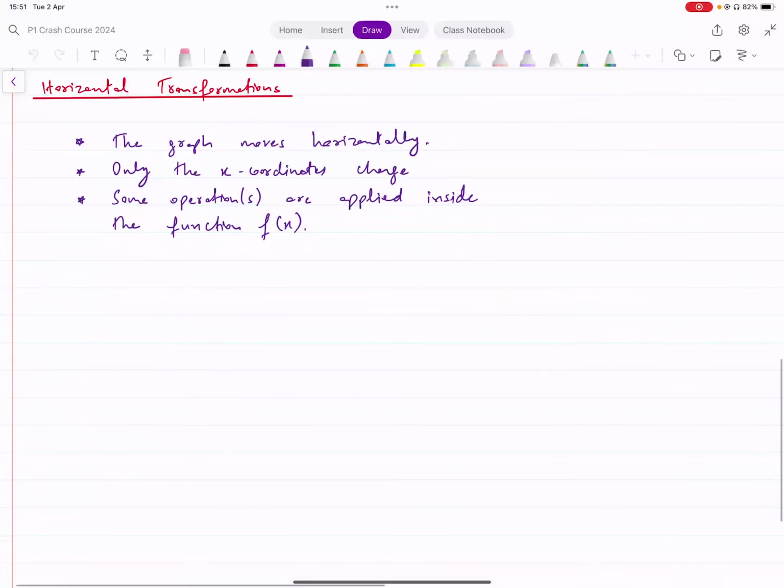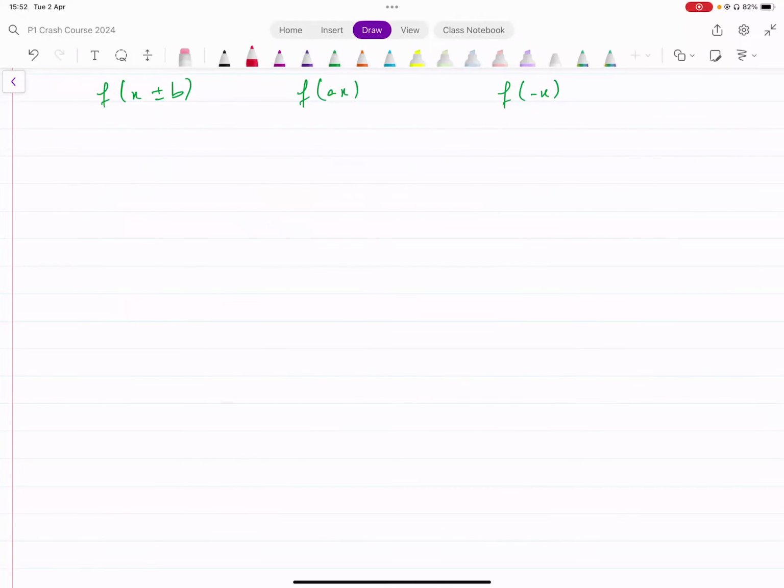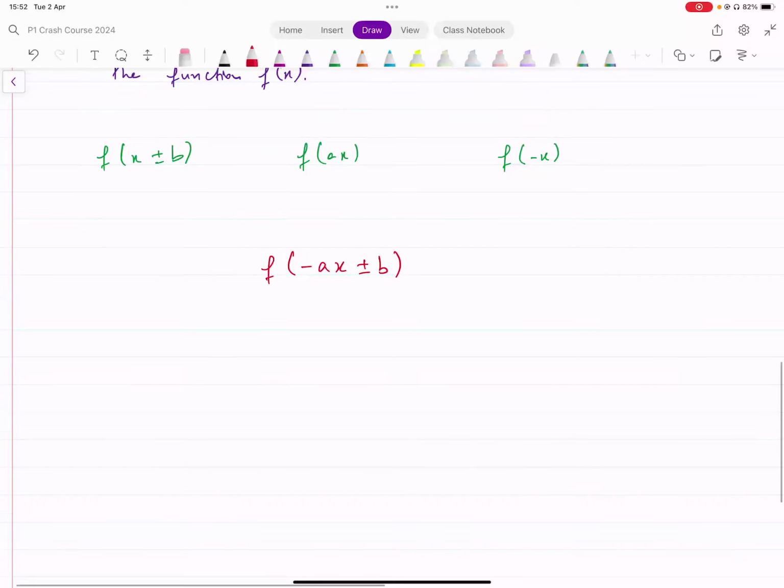Let me now summarize all of this. Horizontal transformations. So you have movement horizontally. You could have something being added or subtracted inside. You could have something being multiplied inside. You could have a negative sign multiplying inside, right? You could have these 3 different cases. If I were to write them all together, these are 3 things that can happen inside the function. It could either be a multiplication with negative, a multiplication by a number, or something added or subtracted like this. All right.